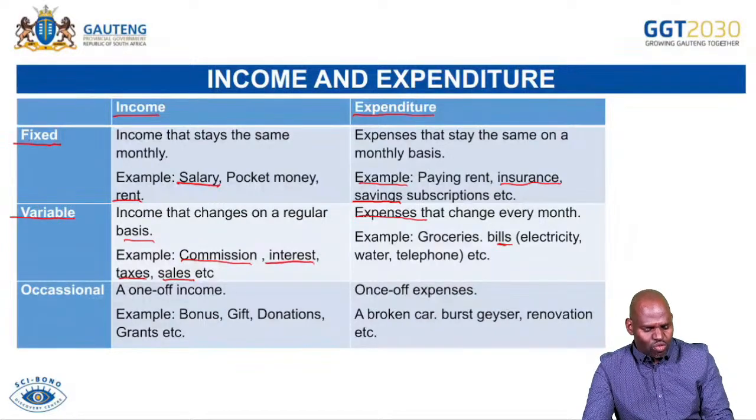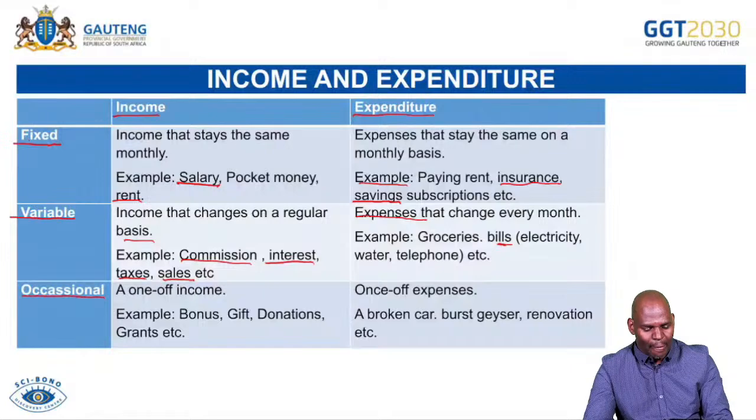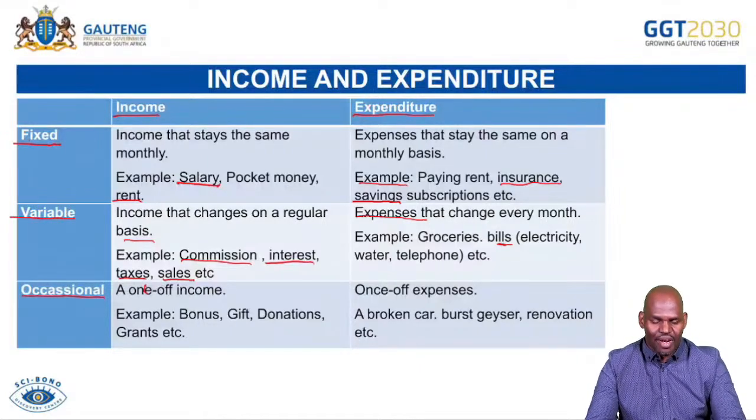And then of course we've got occasional. Okay, occasional income or occasional expenditure. Now, what do we mean by an occasional income? A once-off income. This must be a once-off income. Something that you receive once in a while. You don't necessarily expect to get it every day.